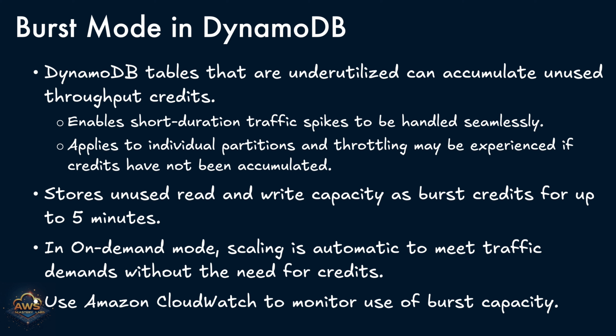Unlike provisioned mode, on-demand mode does not rely on burst credits. Instead, DynamoDB automatically scales to match the request rate, making it ideal for applications with highly variable or unpredictable workloads. However, bursting provides a valuable buffer for provisioned tables, enabling them to absorb short-lived spikes without requiring over-provisioning. To take full advantage of bursting, it's crucial to monitor usage using tools like Amazon CloudWatch, which can expose metrics such as consumed read capacity units and throttled requests. These insights help teams understand how burst capacity is being utilized and when adjustments to provisioned throughput might be necessary.